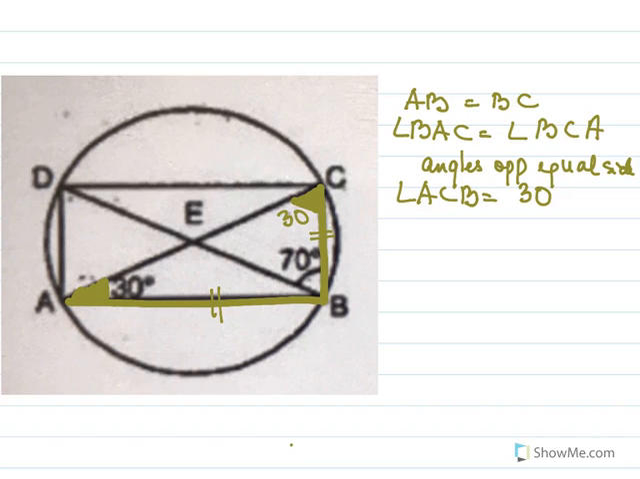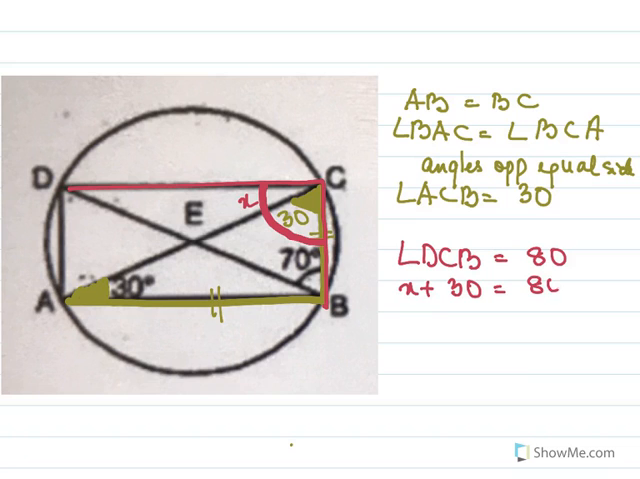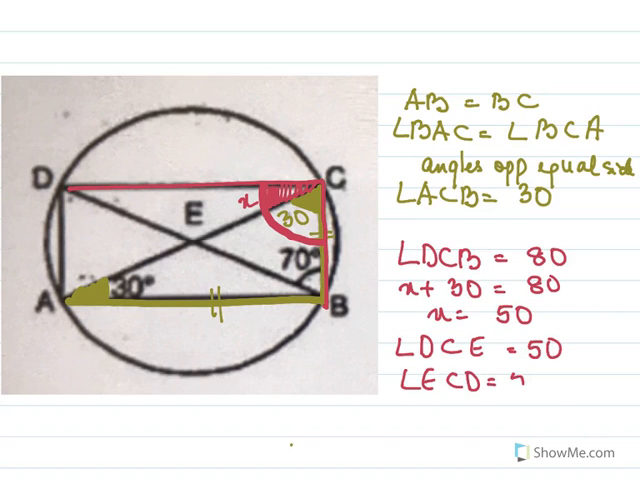But earlier we have proved that this entire angle is 80. That is angle DCB. So we know angle DCB is equal to 80. And we will write this angle as x, so x plus 30 equal to 80. So x equal to 50. Now angle x is this angle, and if you were to name this angle, it would be angle DCE equal to 50, or you could say angle ECD equal to 50.